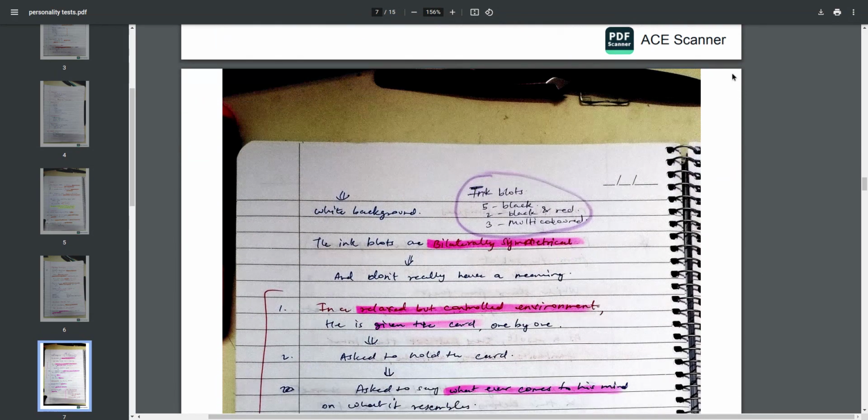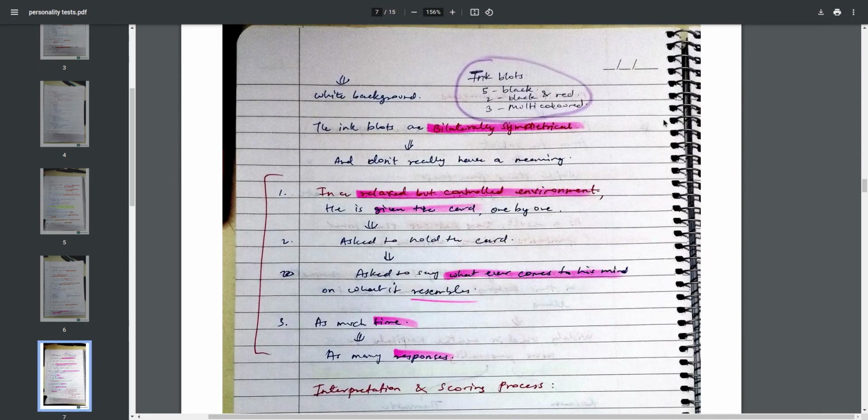Then these ink blots are bilaterally symmetrical. Bilaterally symmetrical means the left and the right are very similar, because the paper is folded when the ink blot is made. Basic. Then the colors of the ink blots: 5 are black, 2 are black and red, and 3 are multicolored. Though they don't really have a meaning intrinsically, the subject is made to infer something from it.